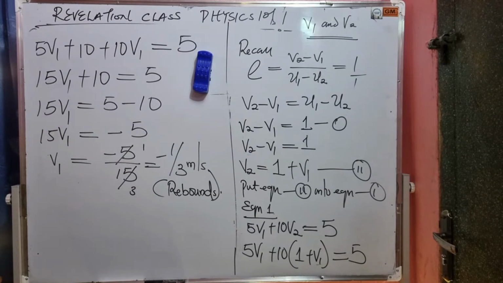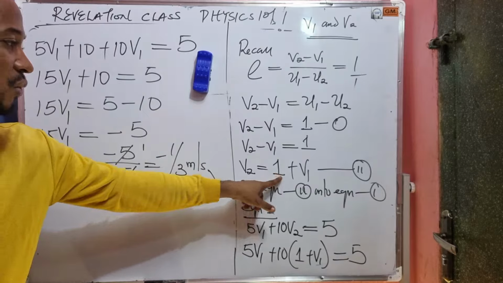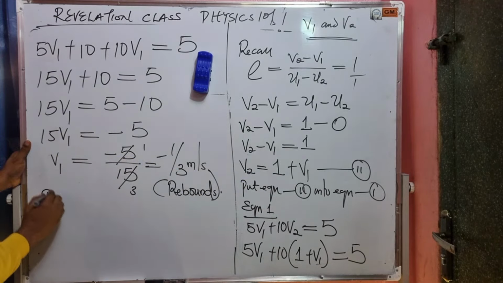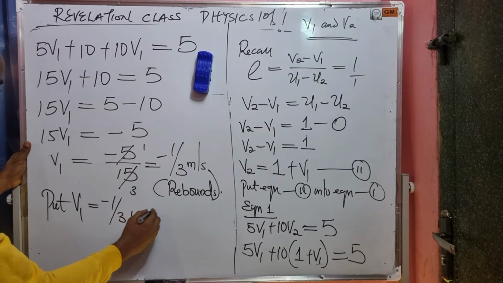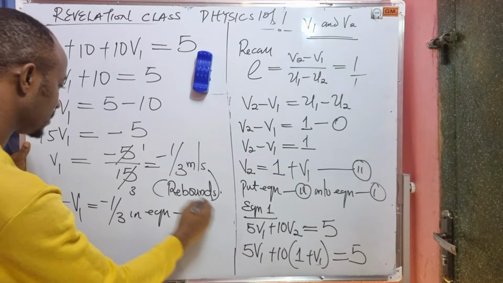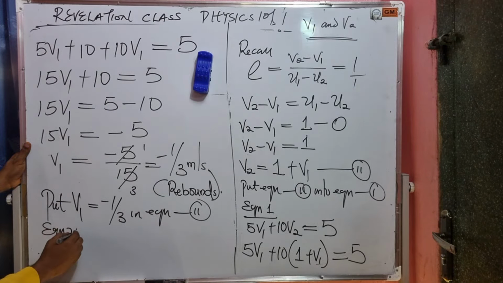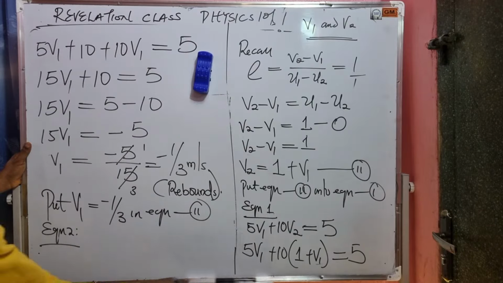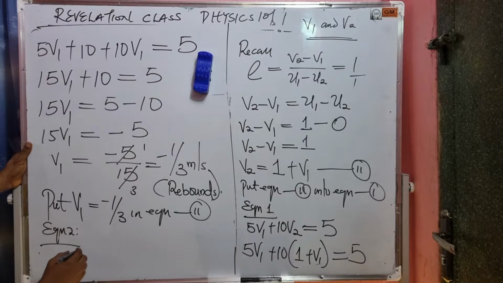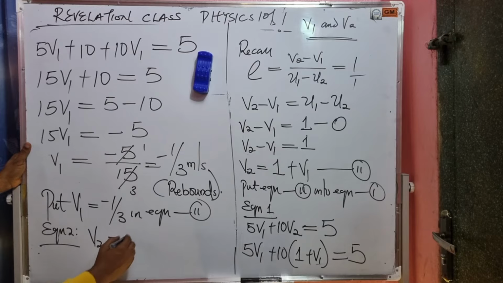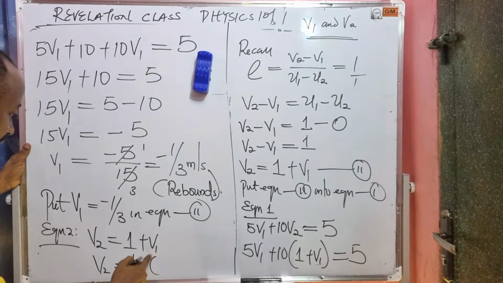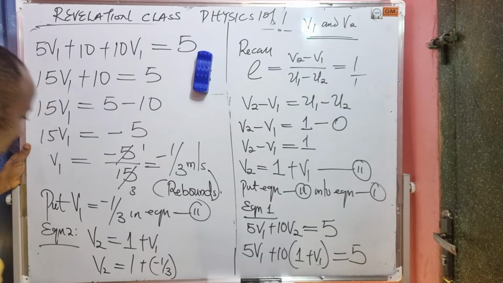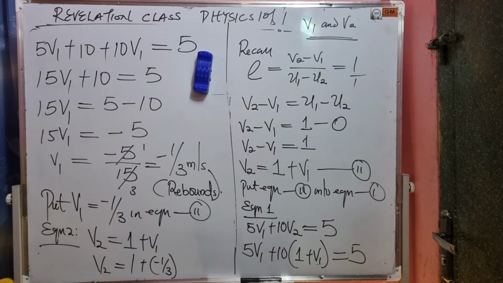To solve for v2, we already have v2 equal to 1 plus v1. So we can put v1 equals minus 1 over 3 in equation 2. And what is equation 2 saying? It says that v2 is equal to 1 plus v1, right? So our v2 will then be 1 plus our v1, which is minus 1 over 3. Is that clear? Okay, so let's solve this further.